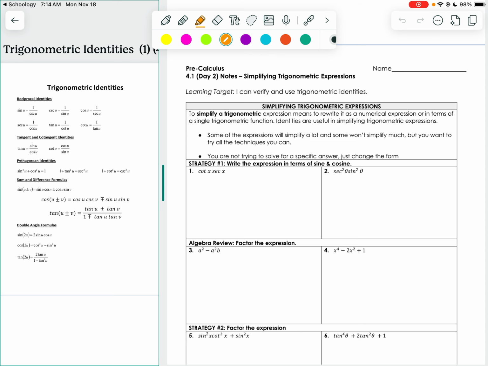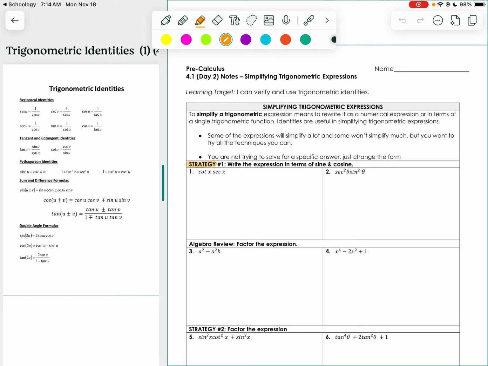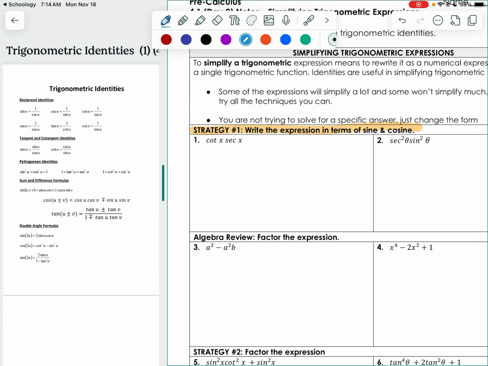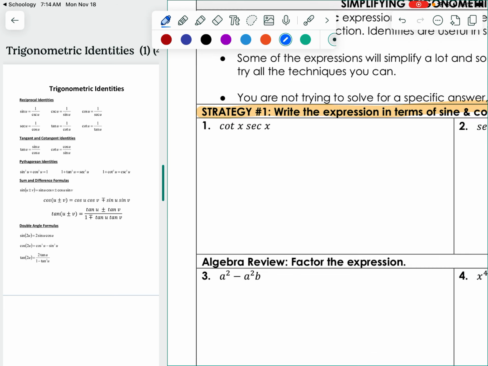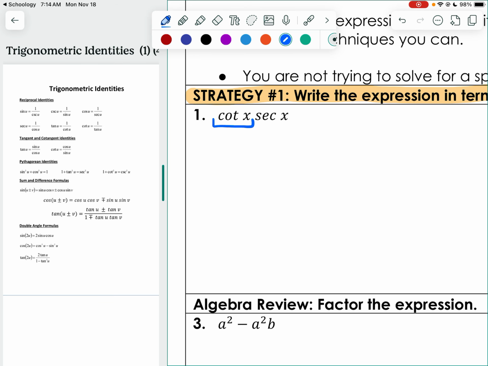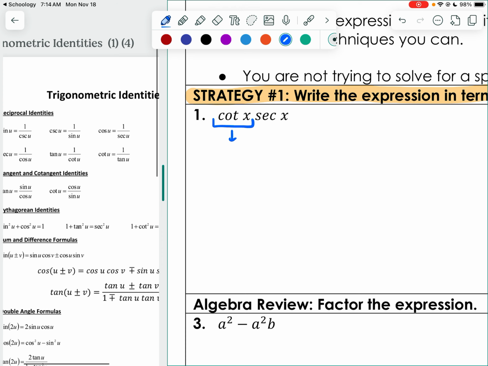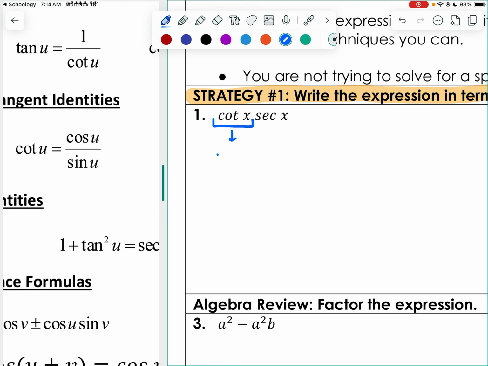The first one is what we talked about last week. Strategy one: write the expression in terms of sine and cosine. That's always kind of a go-to. Just see if you can break it down as simple as you can. So like this one, kind of like what we did last week. Cotangent, we can write that. Yes, it's 1 over tangent, but let's break that down into sines and cosines. So cotangent is cosine over sine. And then secant, that's your reciprocal, is 1 over cosine.